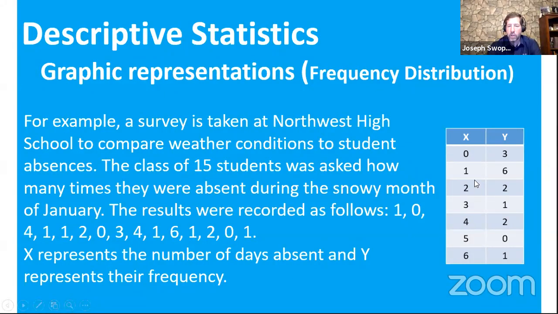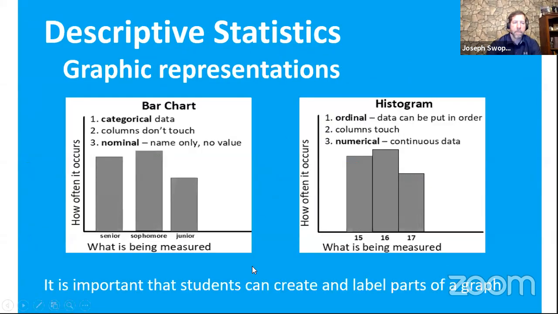And this is a quick way, if you look at this array of numbers right here, that's really, unless you have a savant-like ability, remember we talked about Kim Peek, I don't think you'll be able to make sense of that intuitively. So that's why a table helps us out. Remember that X represents the number of days absent and Y represents their frequency, okay?